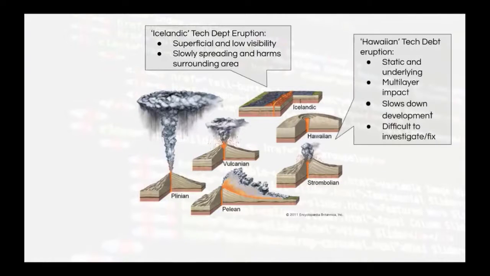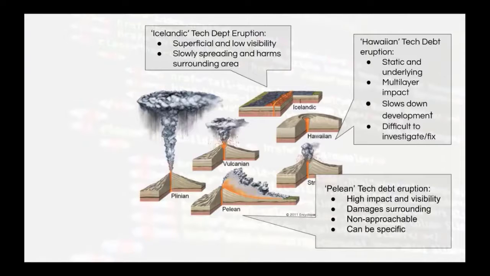Then the Hawaiian eruption, it is static and underlying. It has multiple layers and it slows down the development and it's difficult to investigate. It slows development down because it's multi-layered, so every time you try to fix something, you would need to fix something else as well, and it's difficult to investigate because of its layers. As an example, this could be a pending migration to make your services or your code compatible.